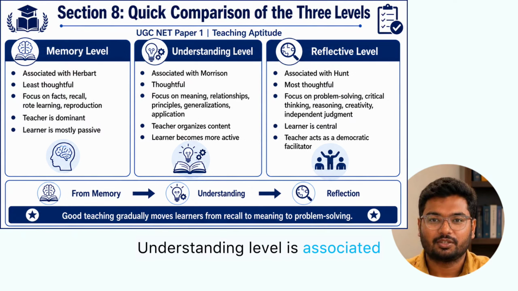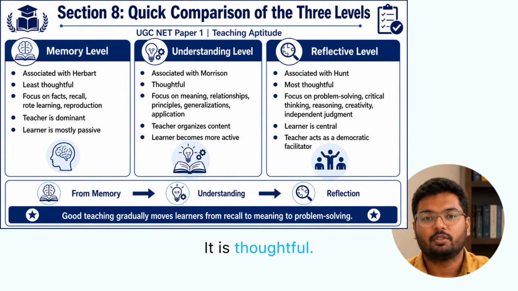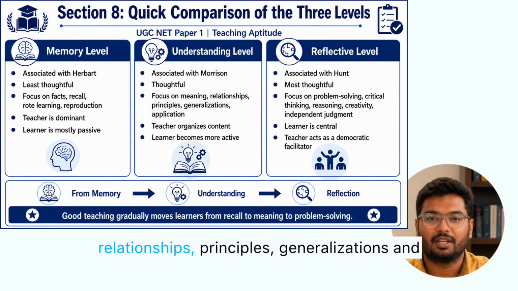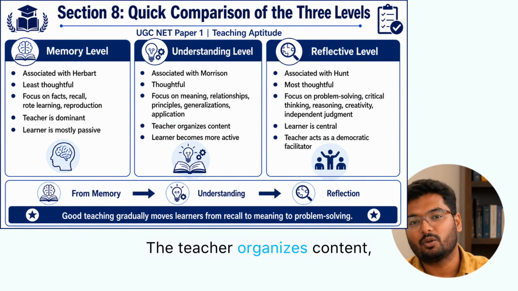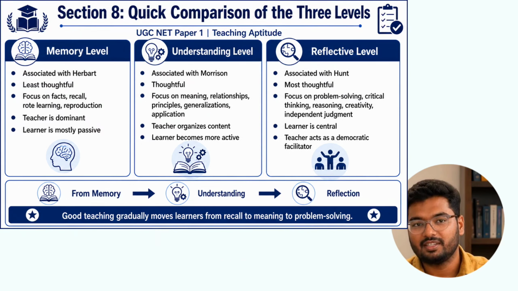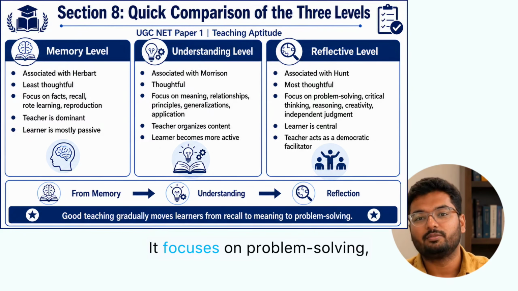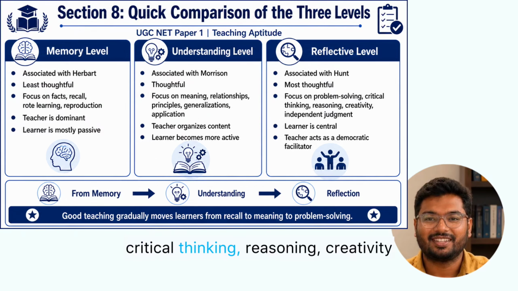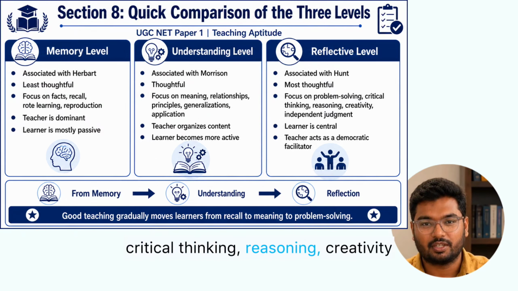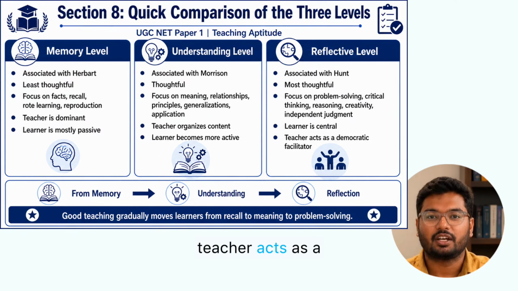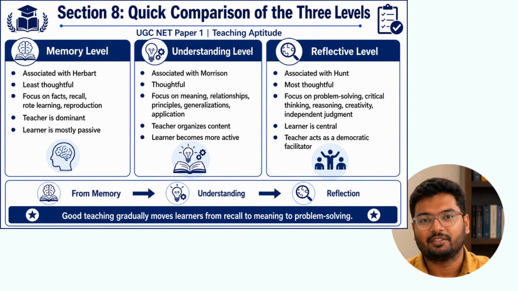Understanding level is associated with Morrison. It is thoughtful. It focuses on meaning, relationships, principles, generalizations, and application. The teacher organizes content and the learner becomes more active. Reflective level is associated with Hunt. It is most thoughtful. It focuses on problem solving, critical thinking, reasoning, creativity, and independent judgment. The learner occupies the central position and the teacher acts as a democratic facilitator.